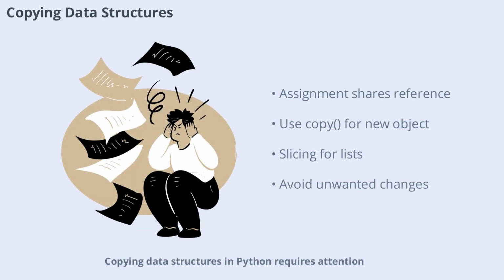Copying data structures in Python requires attention. Assigning one list to another variable doesn't create a new list, both variables point to the same object. To create a true copy, use the copy method or slicing. This is important to avoid unexpected changes in your data, especially when working with mutable structures like lists and dictionaries.